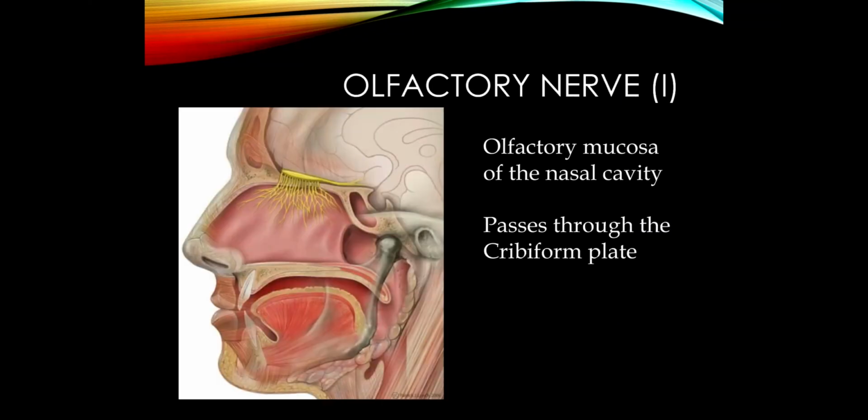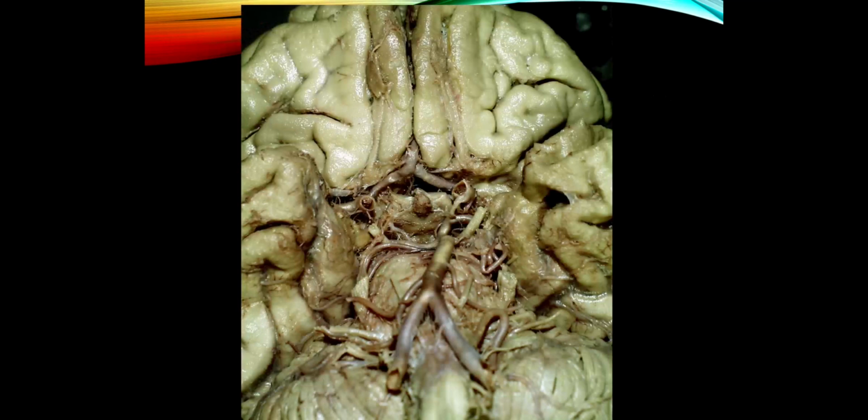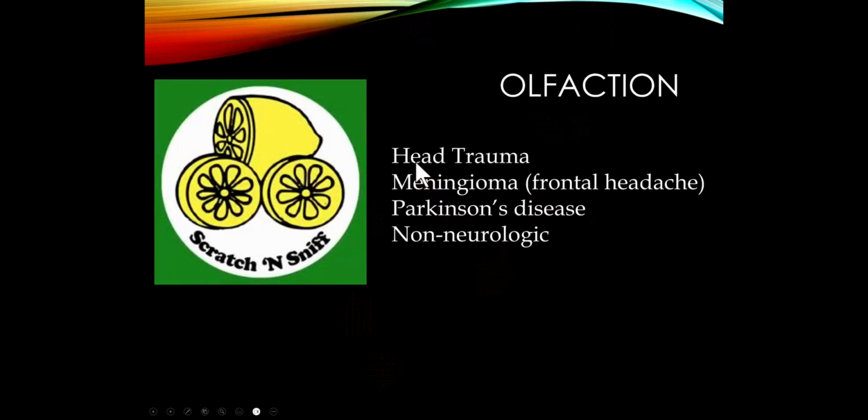All right, let's spend a little bit of time now talking about cranial nerves. We'll say the least about the olfactory nerve. Okay, so we've seen in lab the olfactory bulb and tract, and the actual olfactory nerve are these little nerve fibers here that pass through the cribriform plate. And here's the olfactory bulb and olfactory tract.